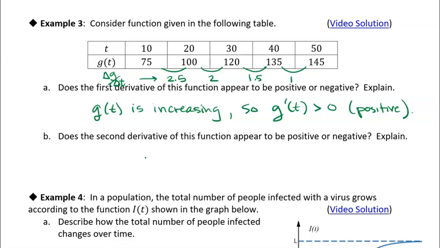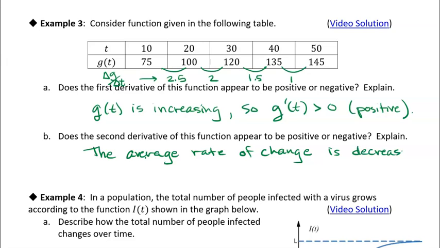And you can see that these average rates of change are decreasing. Let me write that down: the average rate of change is decreasing. That tells us that the derivative is decreasing. And when the derivative is decreasing, that means the second derivative is negative.